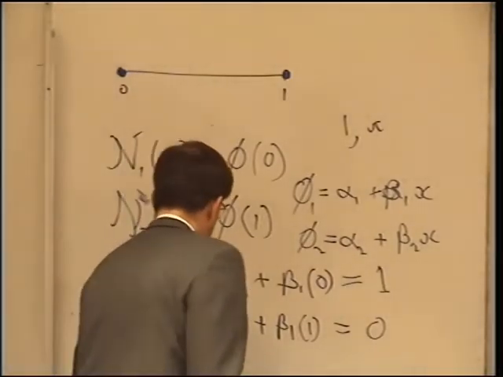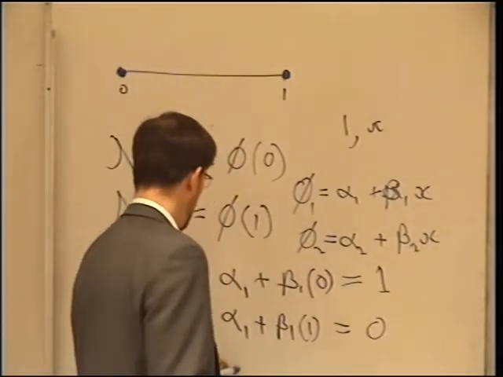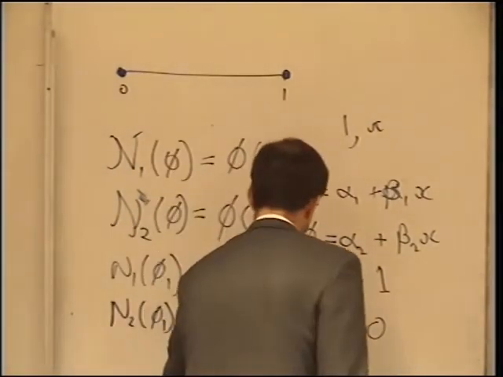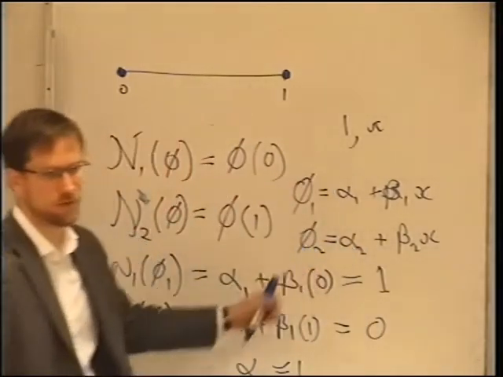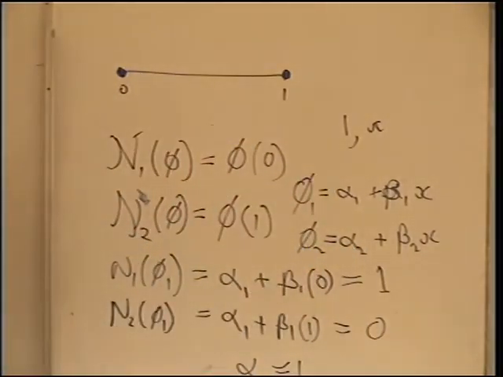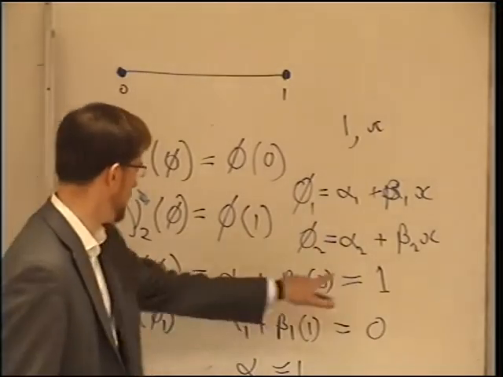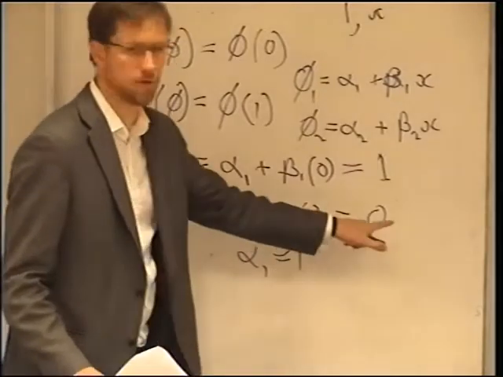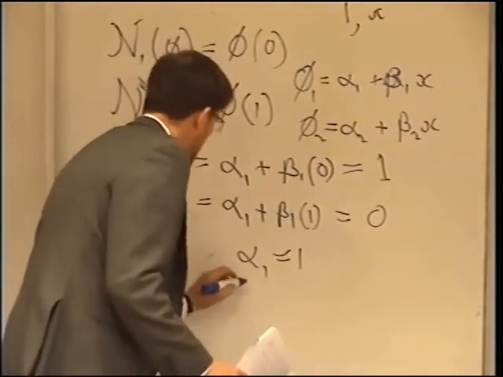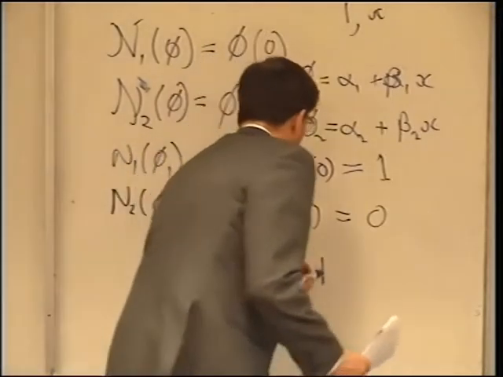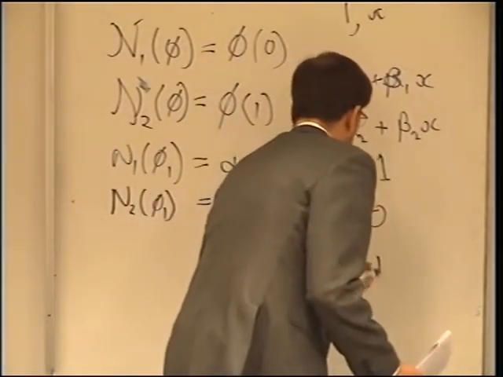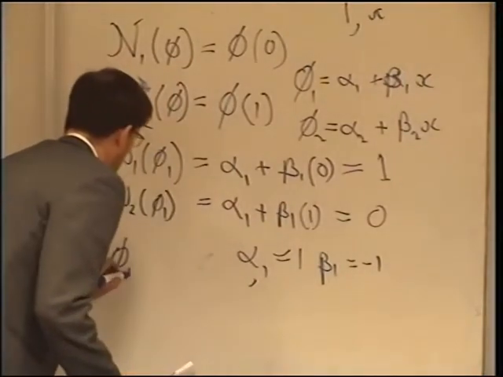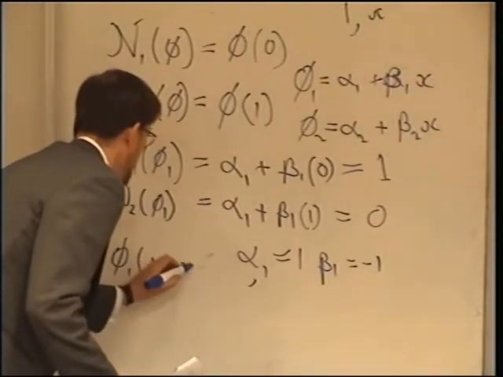So in this case, I know immediately that alpha 1 has to be 1, because that's what the first equation says. And so then I substitute here and I find that 1 plus beta 1 is equal to 0. So I take 1 off each side, and I find that beta 1 is equal to minus 1. And I substitute back in and I find that phi 1 is equal to 1 minus x.